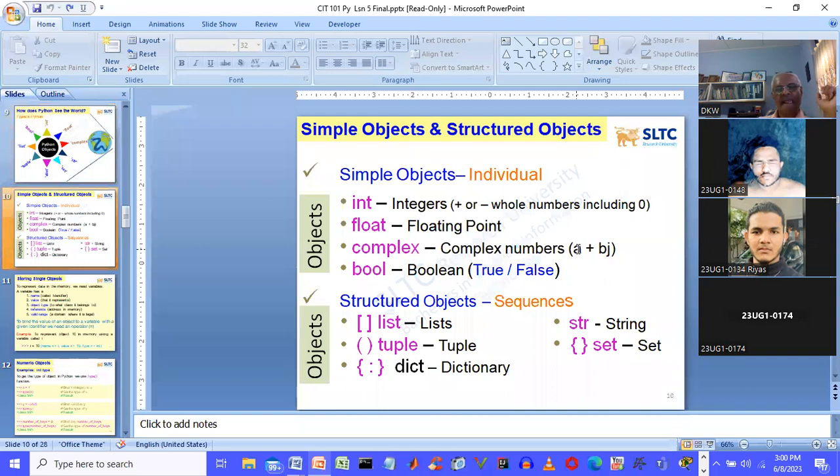Okay. Now take these 4 categories: integer category, float category, complex category, and the bool category.